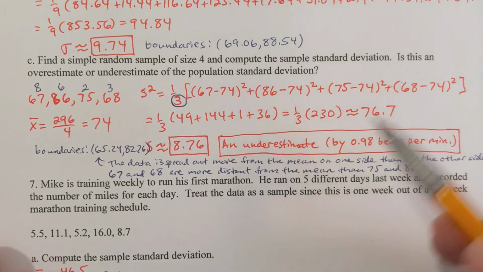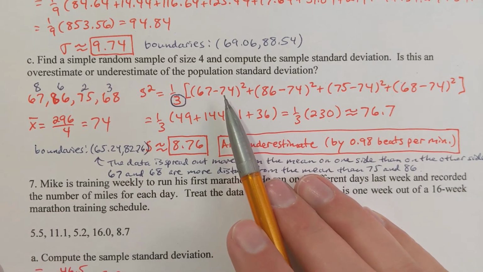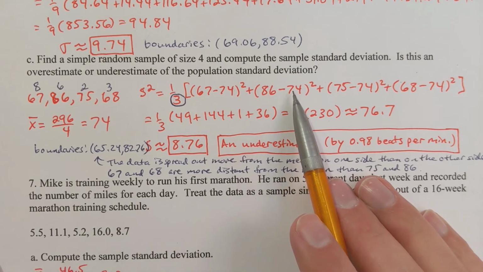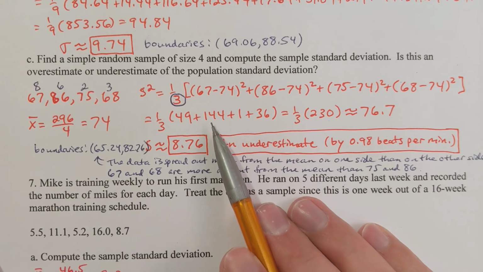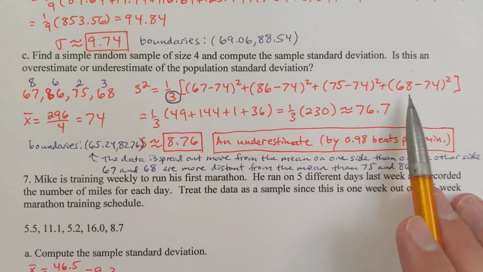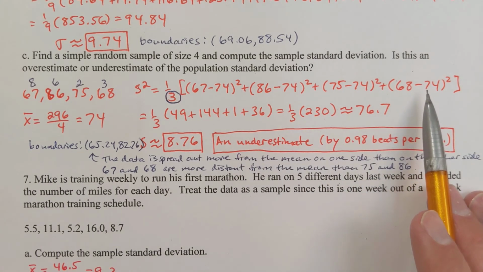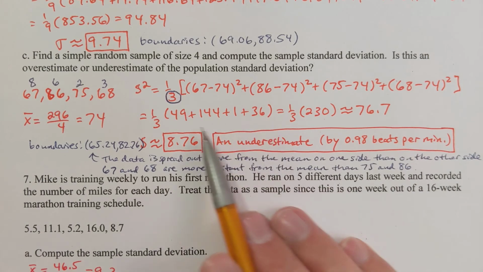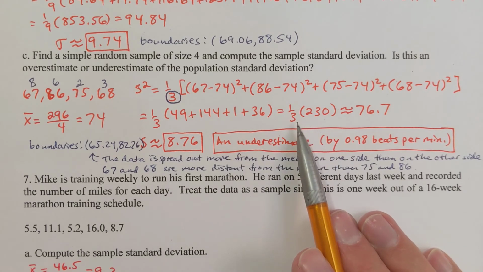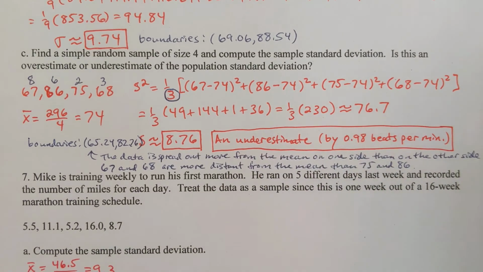So when I take 67 minus 74, I get negative 7, squared gives me 49. 86 minus 74 is 12, and 12 squared is 144. 75 minus 74 is 1, and 1 squared is 1. And 68 minus 74 is negative 6, and negative 6 squared is 36. When I add these 4 numbers together, I get 230. Divided by 3 gives me roughly 76.7. So 76.7, that's the variance.